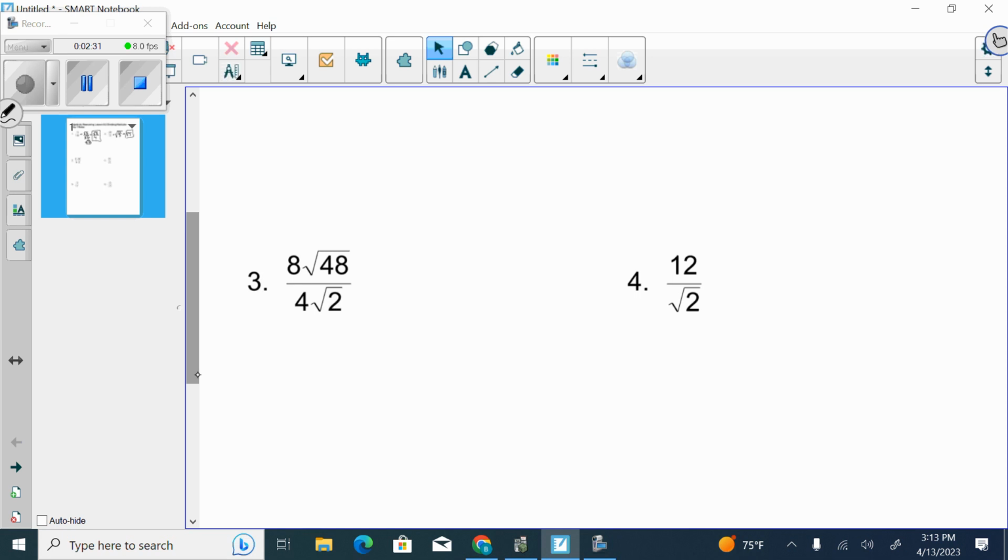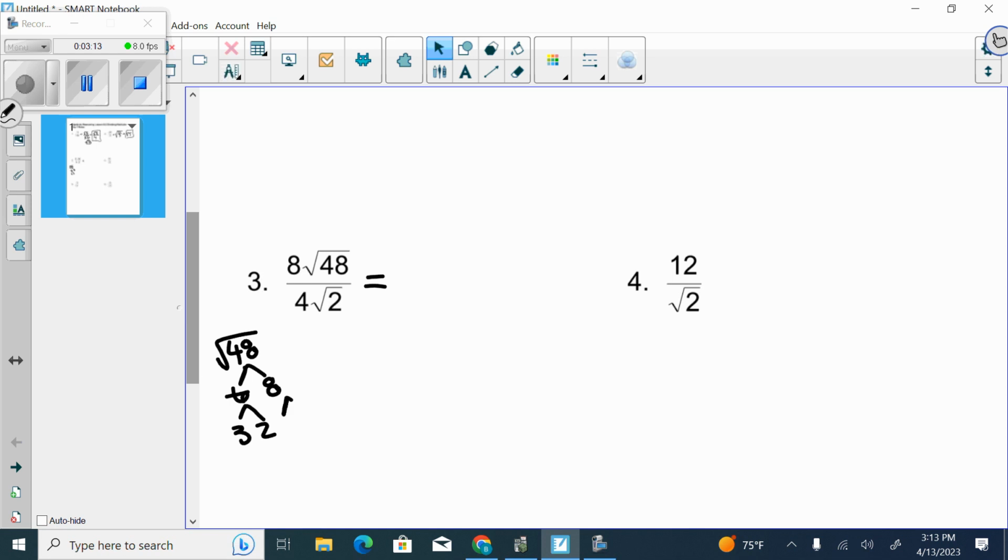Okay, so maybe we could try either simplifying it as it is, or we could try rewriting it all underneath 1 square root, right? But either way, I have to simplify that 48 somehow, right? So let's say we had that 48 that we want to break down. All right, so what multiplies to give us 48? Okay, that works. Okay. What multiplies to give me 6? Good. Okay, so I can't simplify 3 and 2, so I'm done there.